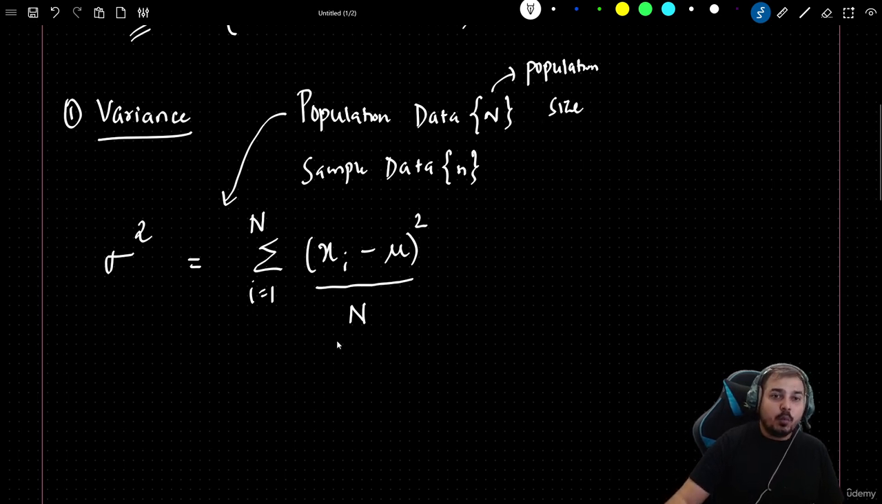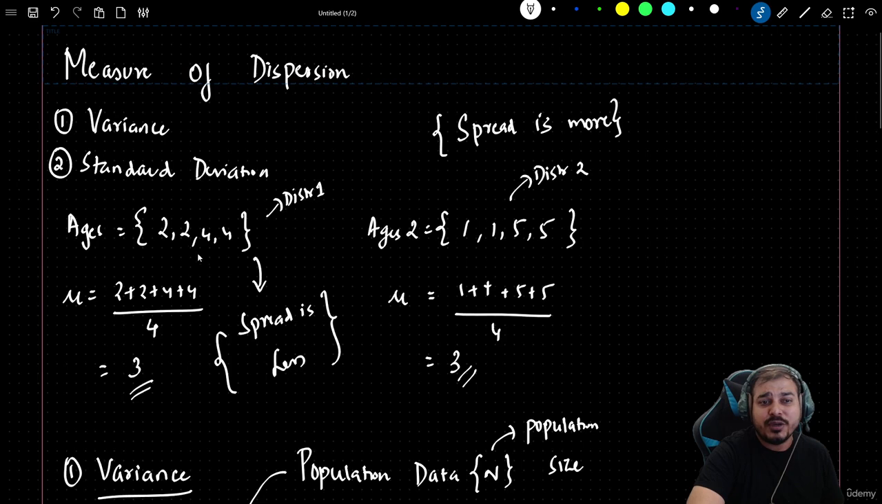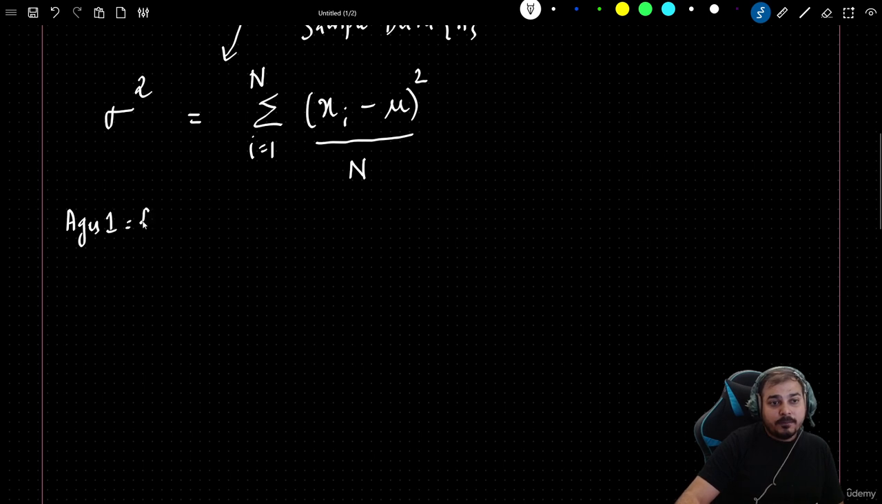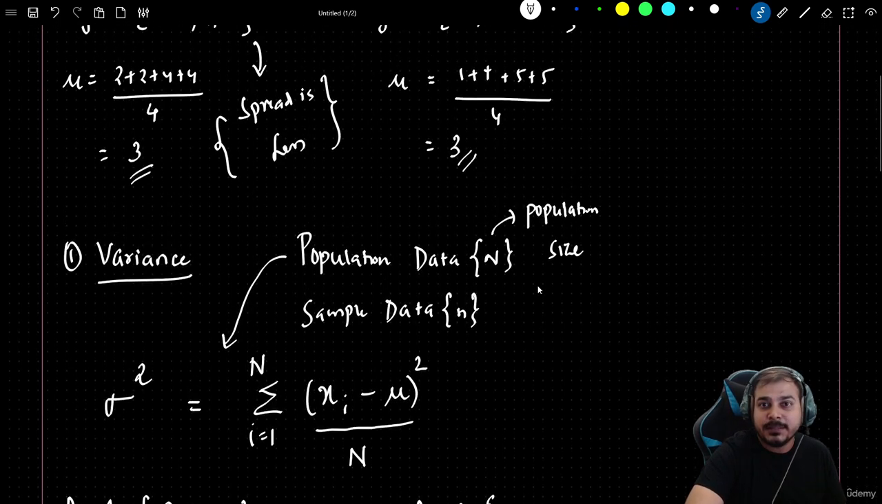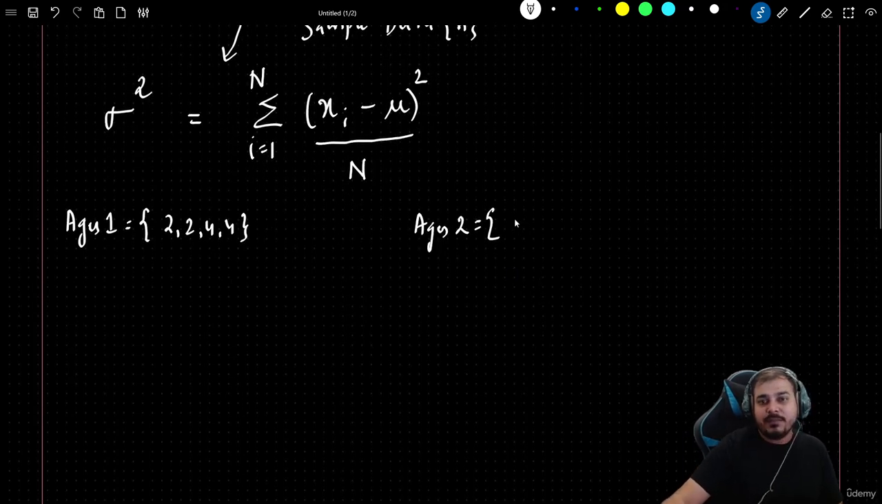Okay, now if you really need to understand this, let's take this simple example and do the computation once again. Suppose I have the same elements. I'm going to take 2, 2, 4, 4 and calculate for these two separately. So I have ages 1, which is nothing but 2, 2, 4, 4, and ages 2, which is 1, 1, 5, 5.